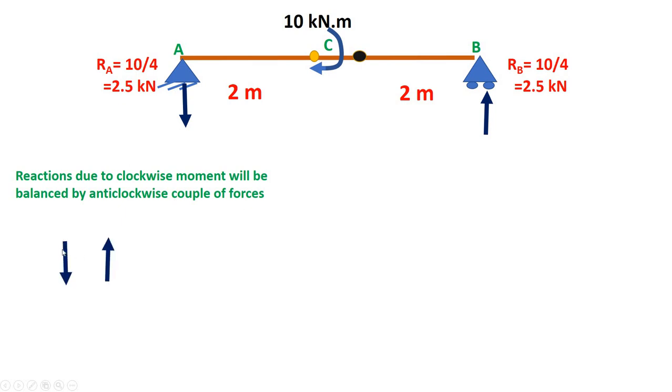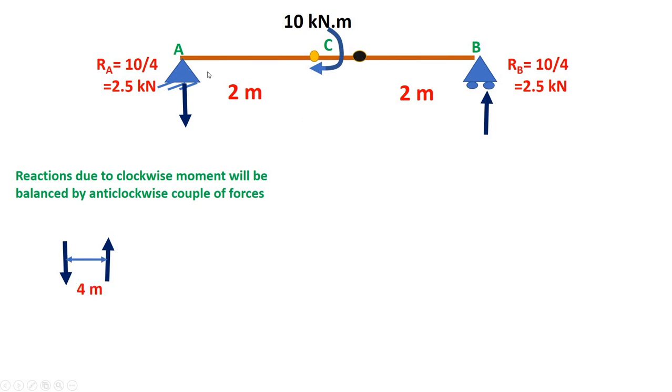See how this couple is? This couple is anti-clockwise in nature, yes or no? As we have a clockwise moment, that's why here the couple is anti-clockwise, right? Because the clockwise moment is balanced by an anti-clockwise couple of forces. That's why I have applied the reaction like this, downward over here and upward over here, right?